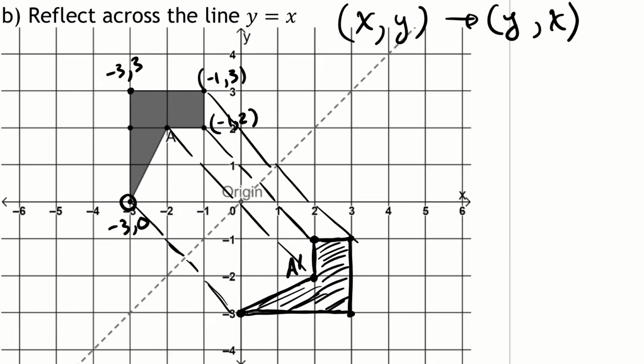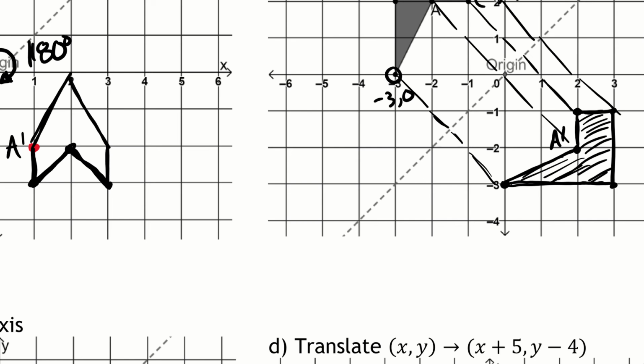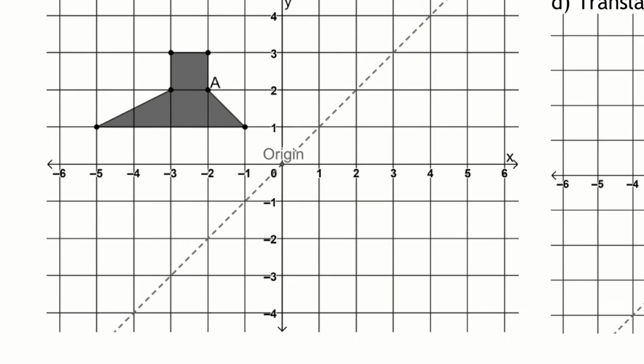If you're interested in thinking about these, I don't tend to memorize these, but you can see it takes me longer to think through what they are. But that's a rule for reflecting across the line y equals x. Let's go down to C. Oh, C looks like it's easy.